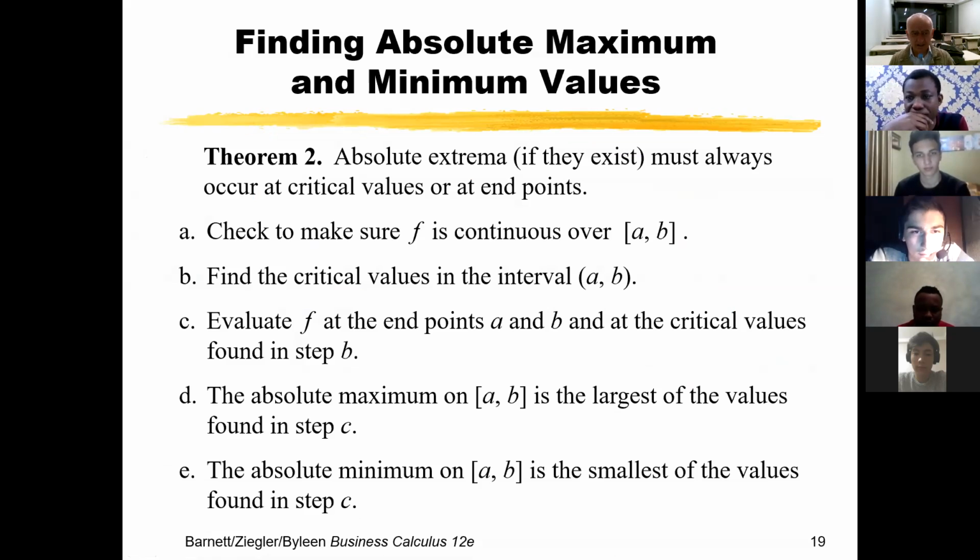Here are now the steps for how to find absolute maximum and absolute minimum when we have a closed interval. Read carefully and we will now use it on the exam.